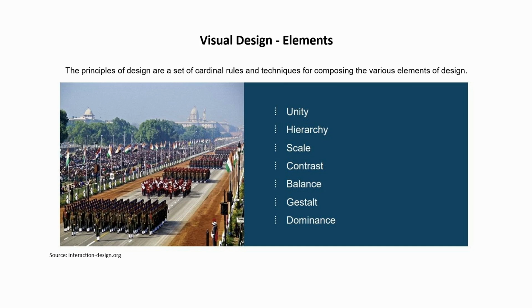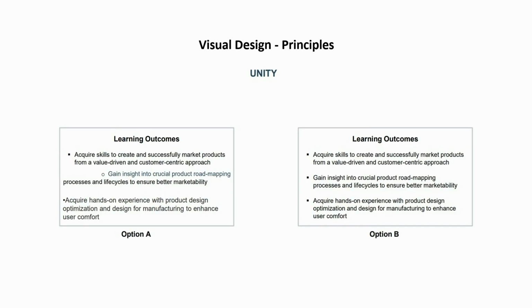There are various principles here, one of which is unity, second is hierarchy, third is scale, fourth is contrast, then balance, gestalt, and dominance. These are the different kinds of principles with which all the design elements are put together, right? So let's take an example. The first visual design principle is unity.